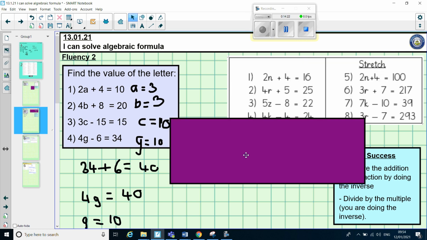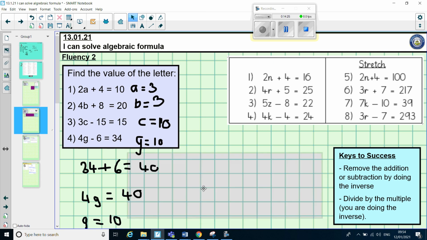Okay, I'd like you to have a go then at these Fluency questions, year 6. The first 4 questions are quite straightforward, very similar to what I've just done. And then if you're feeling confident with it, you could also have a go at the stretch questions, so question 5, 6, 7 and 8. Okay, if you're not so confident, don't feel like you have to do those this morning. Okay, pause the video now and have a go.